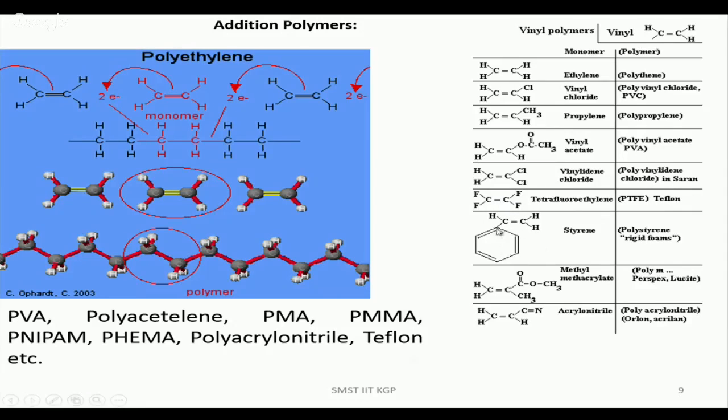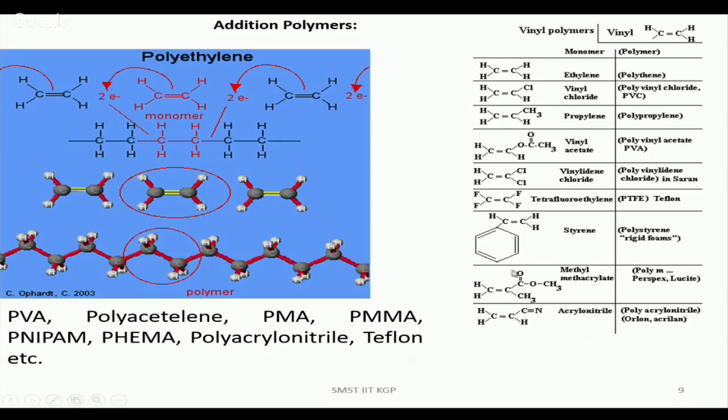So styrene, you see, this is again a vinyl group along with a side group, which is a benzene ring. Because of this benzene ring, the main long chain of polystyrene is very rigid, and that is why, because it is rigid, it can be used for packaging. Why is it rigid? Because there is a benzene ring.